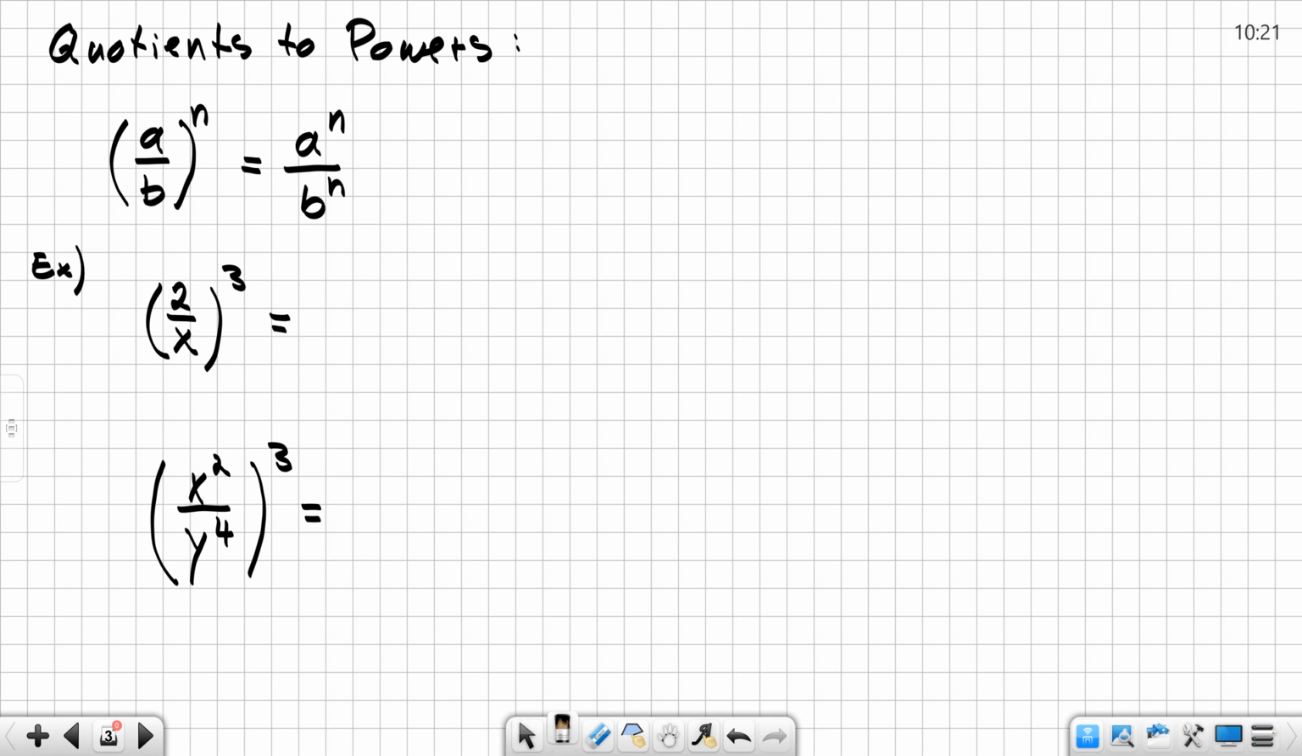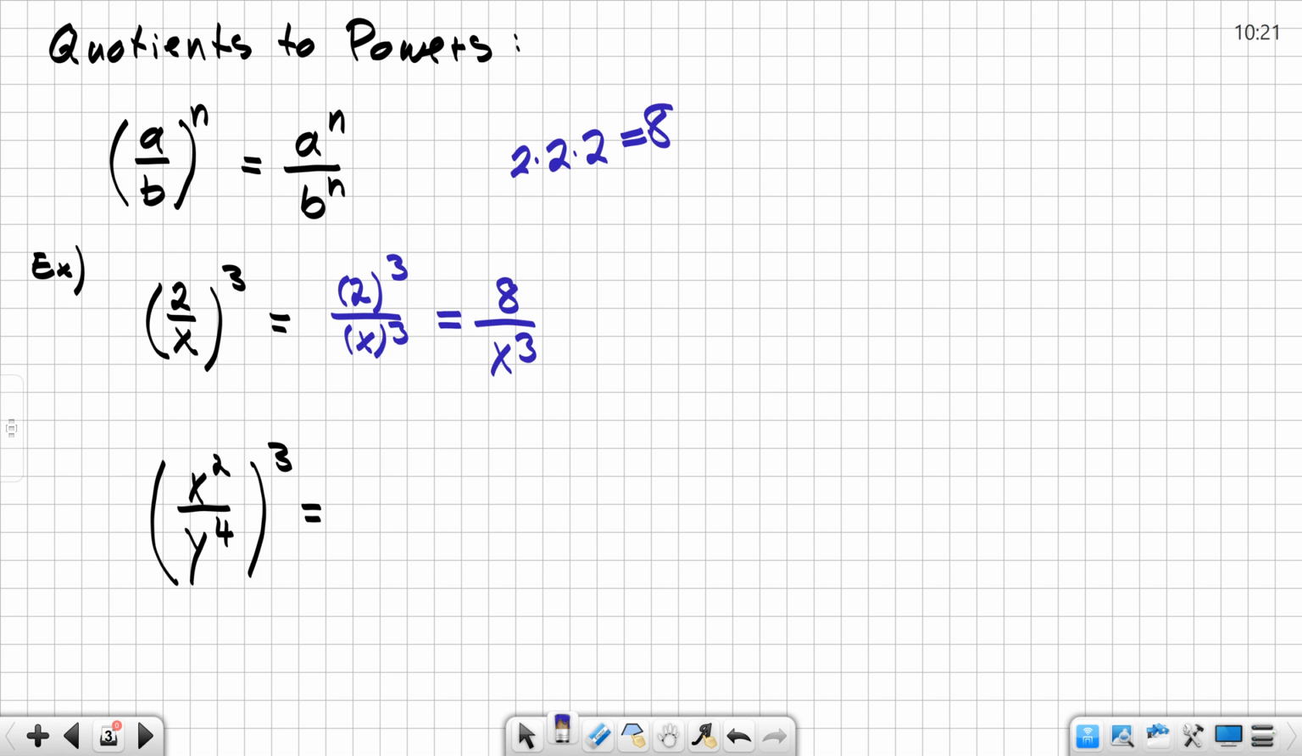If we are looking at these two examples right here now, I have to first use my rule, and that will tell me that I have 2 raised to the third divided by x raised to the third. Placing parentheses is always the safest thing to do. And now 2 raised to the third power is not equal to 6. That would be 2 times 2 times 2, and that is 8. And on the bottom, I just have x raised to the third.